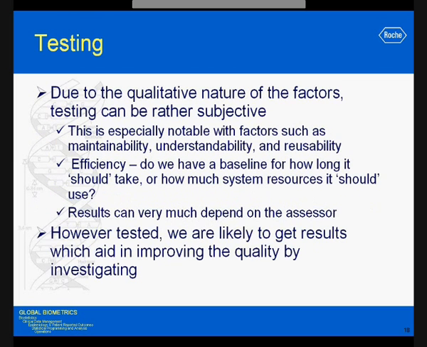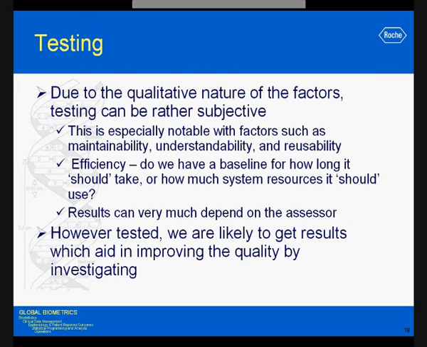So how do we test for these software quality factors? They're not quantitative, so we can't collect metrics on them. They're very qualitative, so testing as a result can be very subjective. It's especially notable with factors such as maintainability, understandability and reusability. For instance, some people code in a certain way. With lots of use of Proc SQL, for some people, myself especially, I think that's very maintainable and understandable. However, someone not as familiar and not as comfortable with Proc SQL may look at that code and think it's not maintainable, it's not understandable.